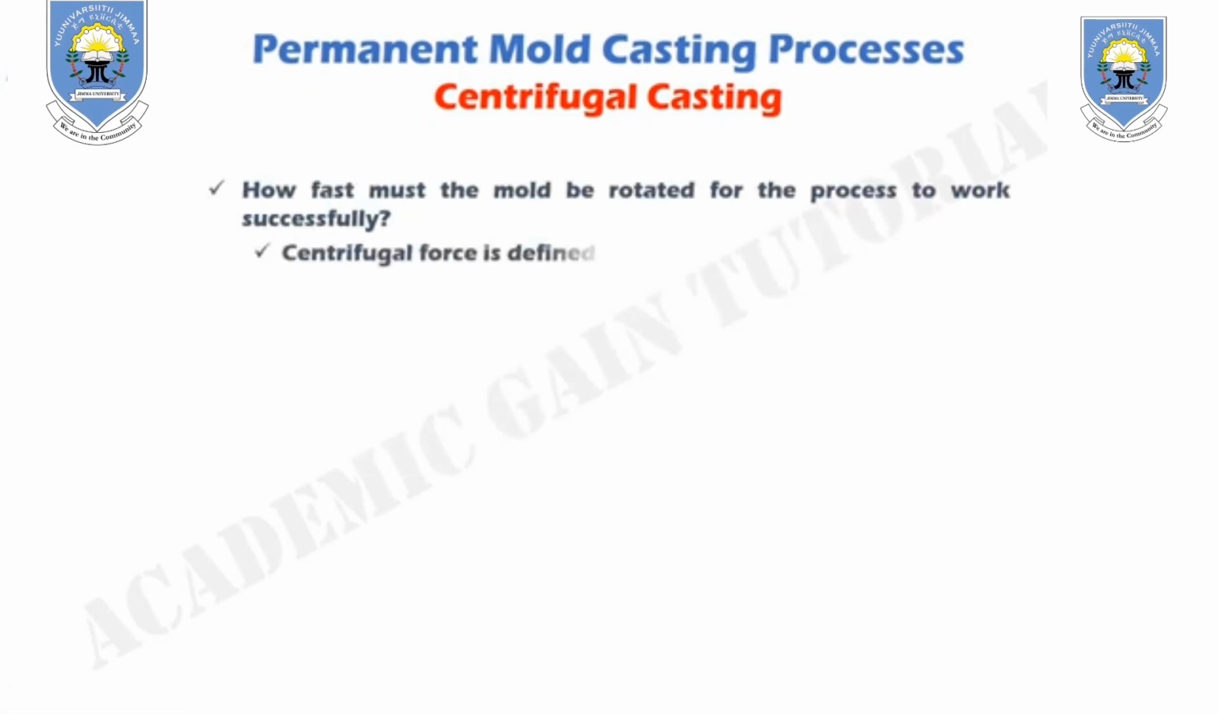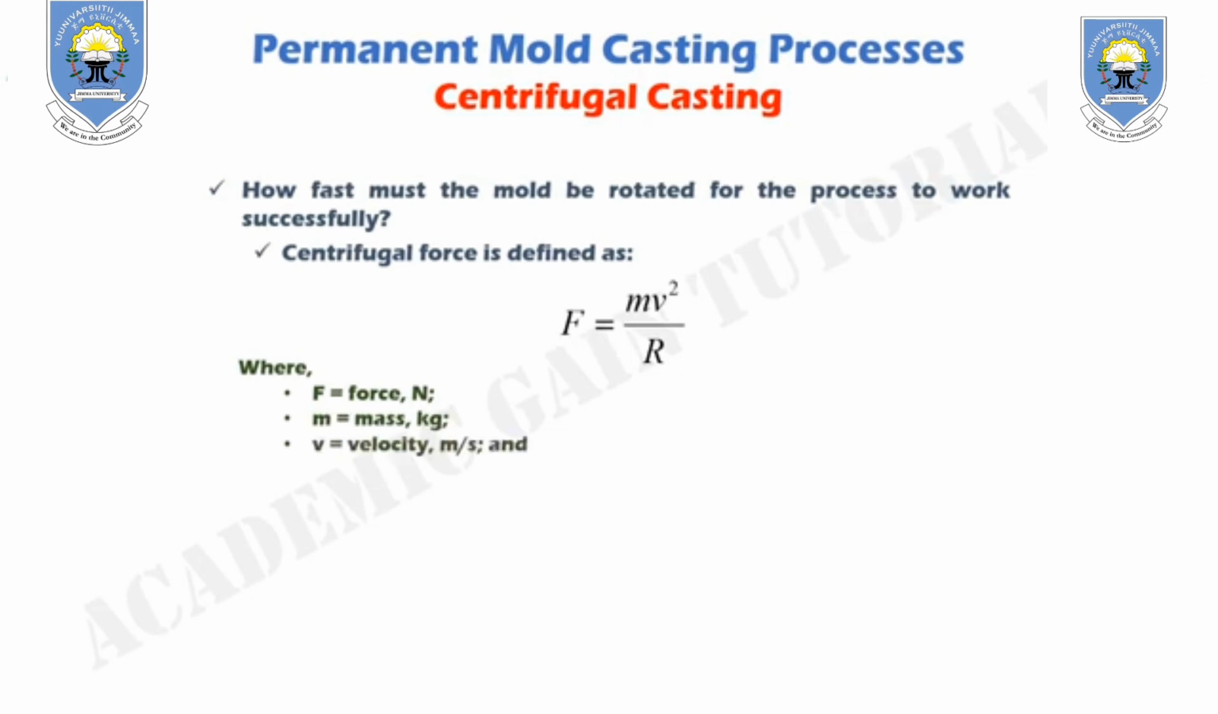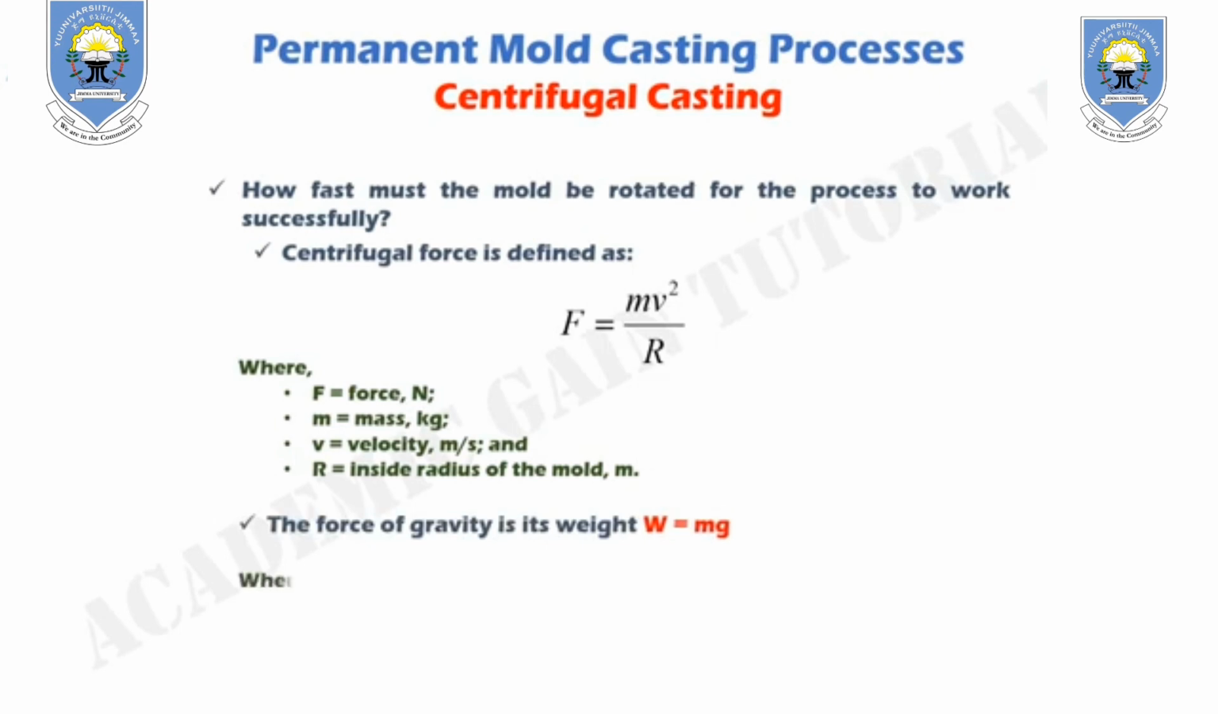The centrifugal force is defined as F equals mv squared divided by r, where F represents force, expressed in newtons, m represents mass, expressed in kilograms, v represents velocity, expressed in meters per second, and r represents the inside radius of the mold, expressed in meters. The force of gravity is its weight, W, equals mg, where W is given in newtons, and g represents acceleration of gravity, 9.8 meters per second squared.